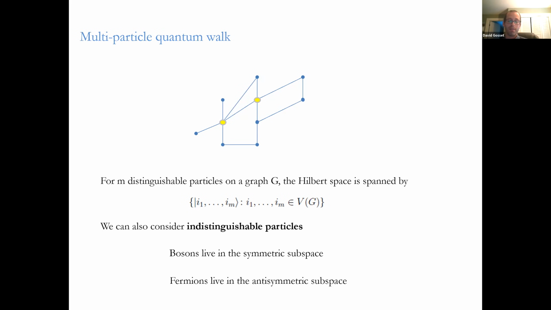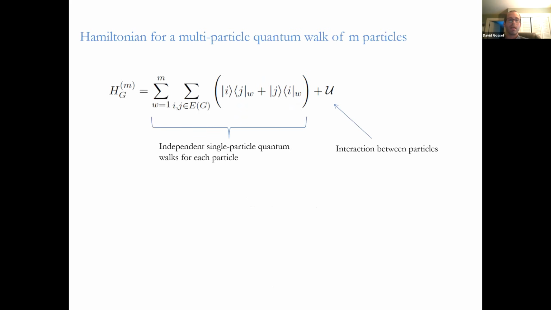So bosons would live in the symmetric subspace of this Hilbert space. Any symmetric state would be a bosonic state. And fermions would be states that are antisymmetric under permutations of the particles. Now, the Hamiltonian for... David, go ahead.